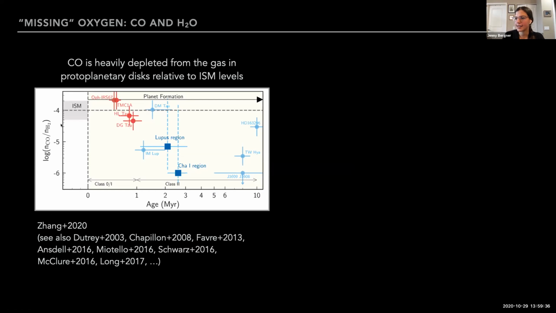And so the y-axis is the CO abundance, and the x-axis is showing the age of different sources, with class 0/1 referring to protostellar sources, and class 2 is our protoplanetary disk sources. So we see that by the class 2 stage, most disks are depleted in CO by 1 to 2 orders of magnitude, and this depletion seems to be taking place sometime around the transition between the protostellar and the protoplanetary disk stage.